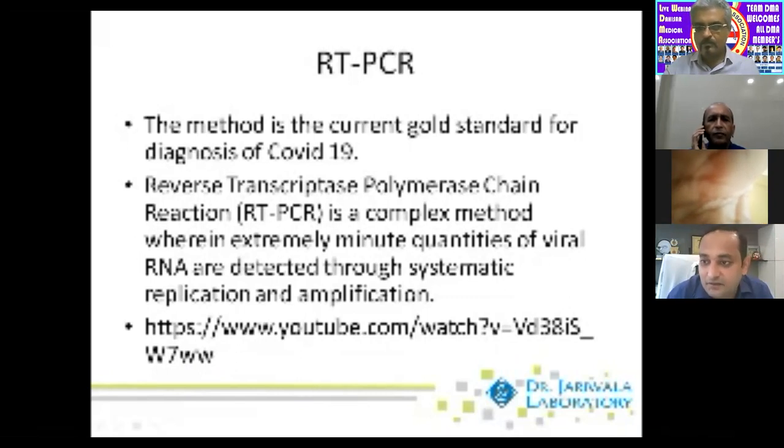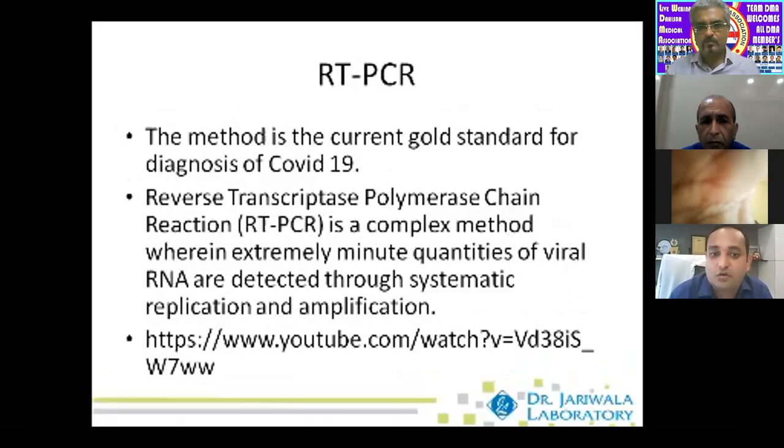So when we are talking about doing a COVID-19 test by RT-PCR, what we are doing is collecting the sample, a nasopharyngeal swab or an oropharyngeal swab, and we are trying to isolate the RNA from the given sample. That RNA is subjected to amplification and replication till the time it becomes detectable. And that is how we diagnose or say that this COVID-19 RNA is present or the test is positive.